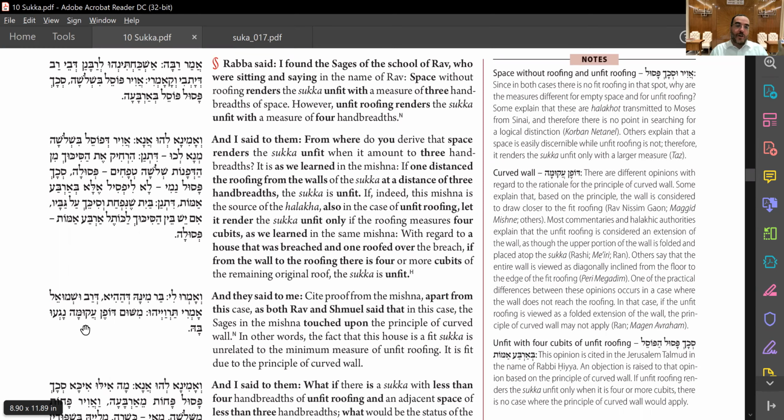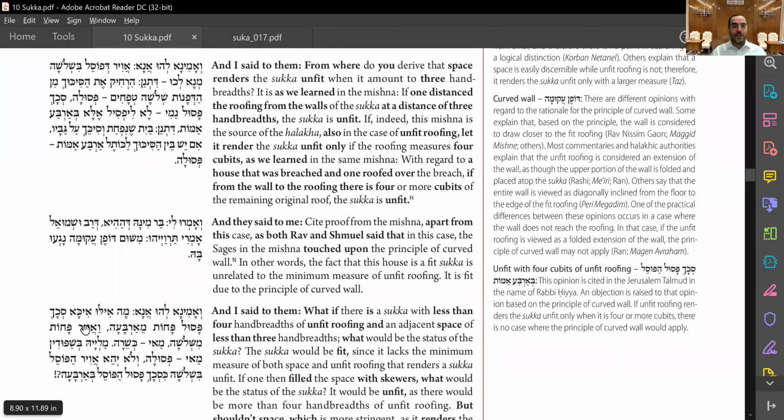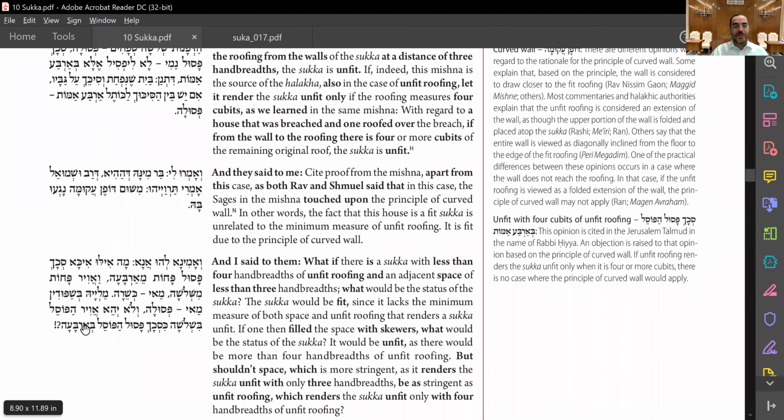So we have good authority. Rav and Shmuel, first generation Amoraim. Rav studied with Rabbi Yehuda Nasi, so he might actually have inside information about what the Mishnah means. Ve'amina lehu ana, ma ilu ika sechach pasul pachot me'arba'a ve'avir pachot mishelosha, mai keshera.